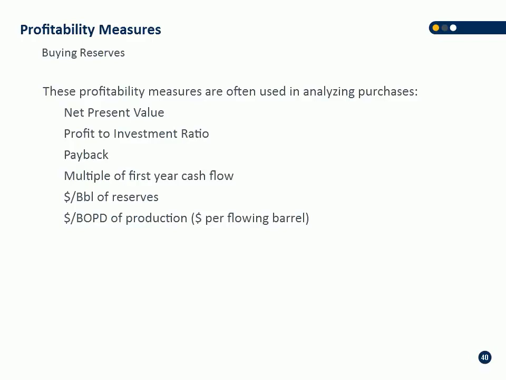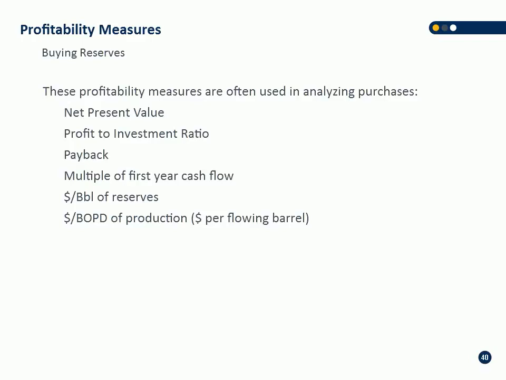Profitability measures that companies use when they're analyzing purchases: net present value, so we talked a lot about that, PI ratios, payback, multiple of year-one cash flow, dollar per barrel of reserves, dollar per barrel of oil per day of production. So all these metrics, we have companies specifically in Canada and the US that track for every transaction that occurs between oil and gas companies. And they put out reports where these numbers go into the public domain, and we'll see a couple of plots of some of these metrics over the years.